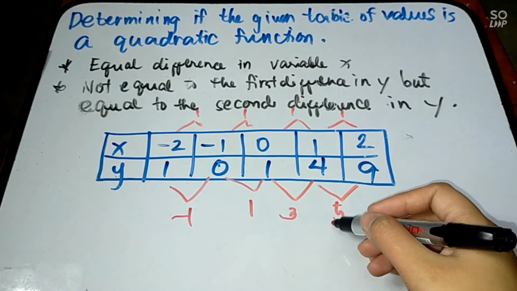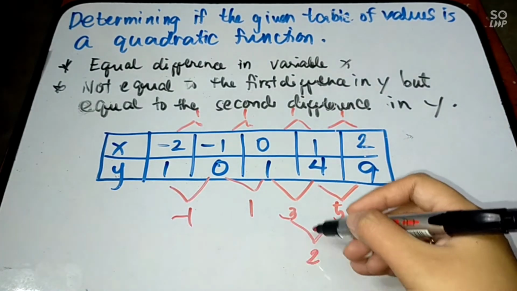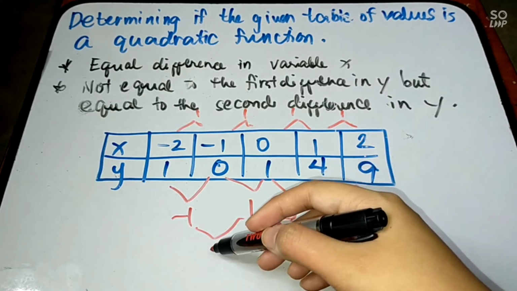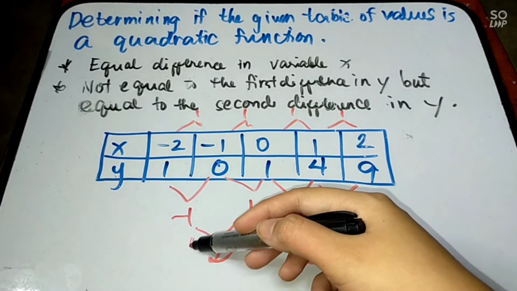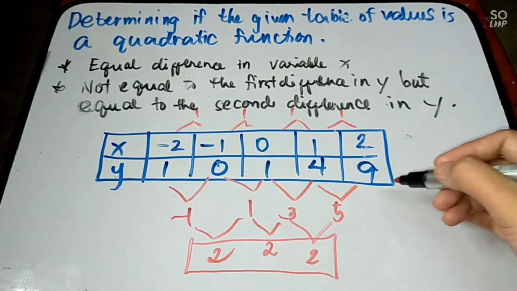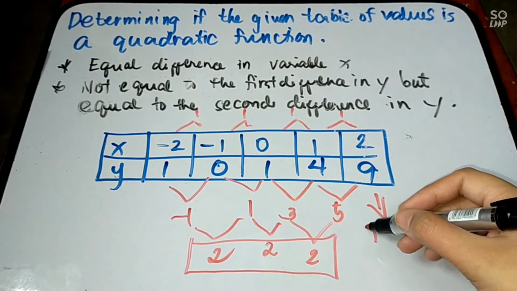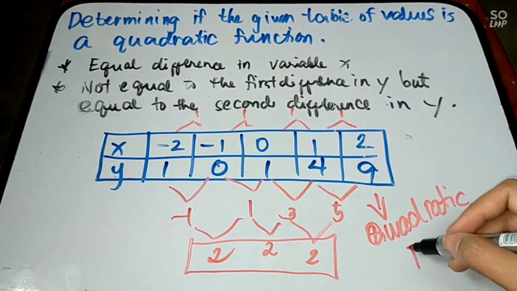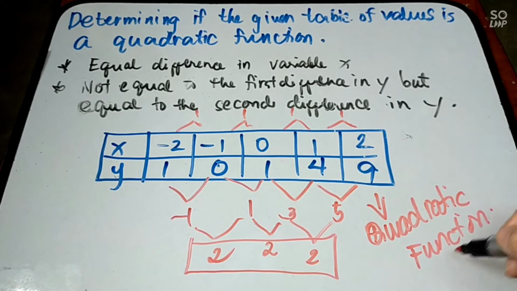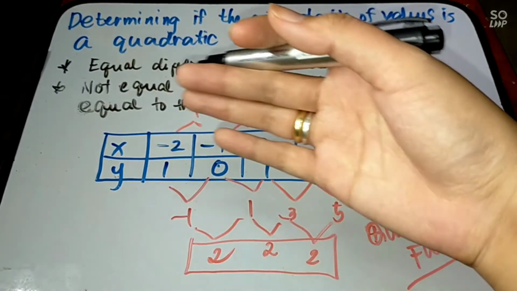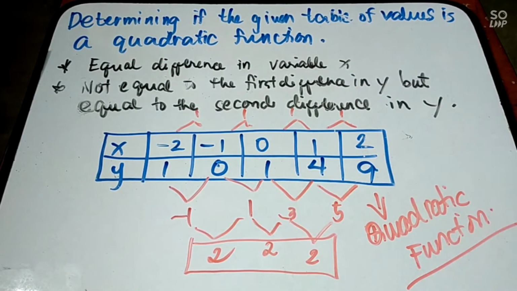Let us see. 5 minus 3, the answer is 2. 3 minus 1, the answer is 2. Then 1 minus negative 1, the answer is 2. That is it. As you can see, yung difference nung pangalawang difference niya, they are equal. So, therefore, this table of values is quadratic function. Quadratic function. So, ganun lang siya kasimple. So, take note lang na kapag ikay kukuha ng difference, mag-i-start ka dun sa dulo. So, mag-start ka sa kanan, papunta sa kaliwa. Is it clear? Let us have another example.